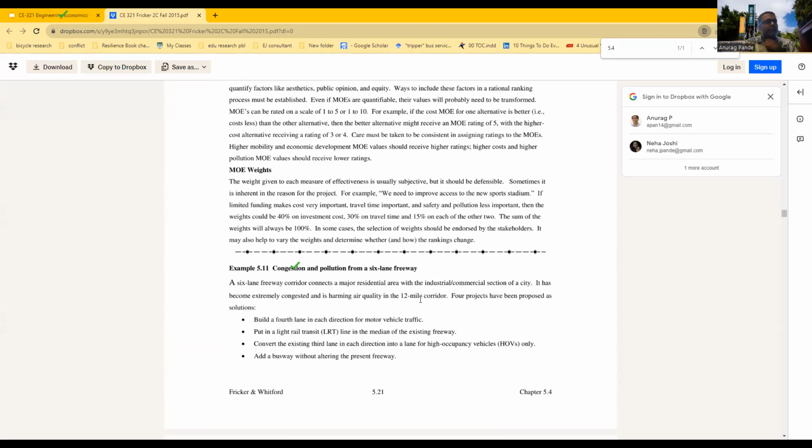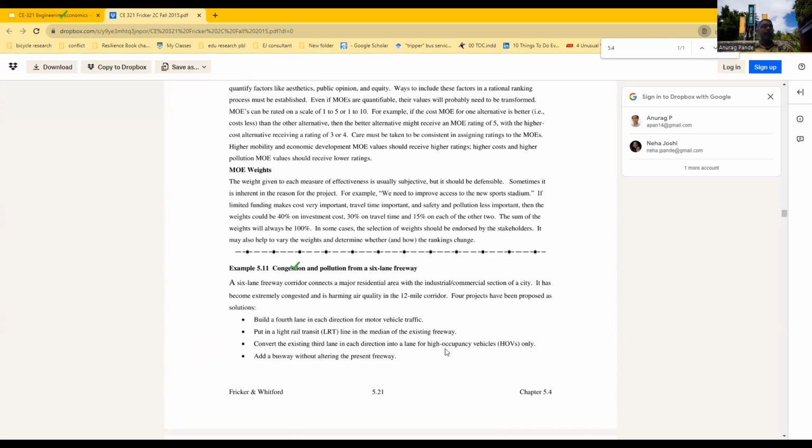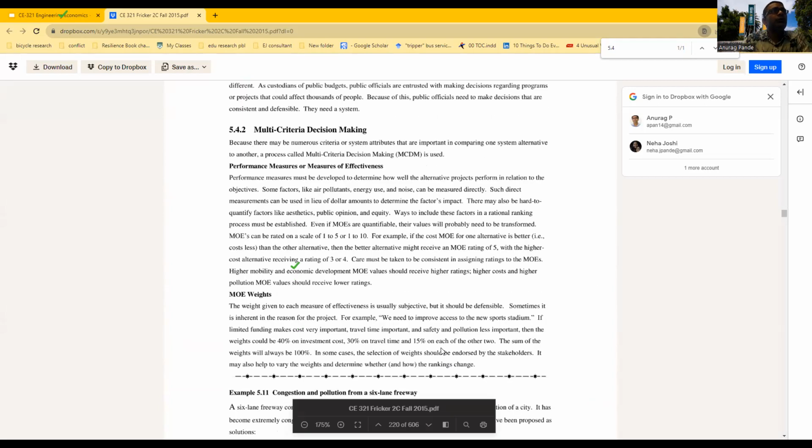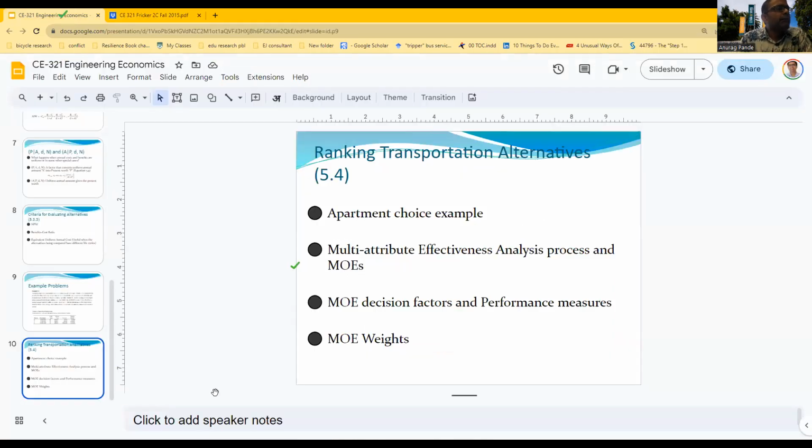And then they give you some examples of real-world infrastructure problems as well, which I'm not going to get into. We can look those over later on. But my goal would be for you to read through this example 5.4. All right, so with that, I'm going to stop here.